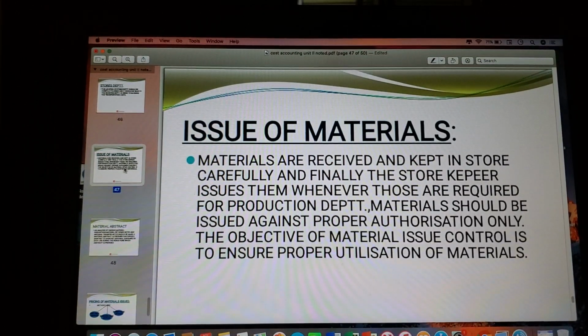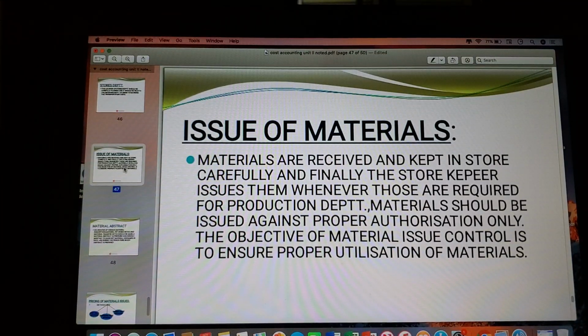Issue of materials. Materials are received and kept in store carefully, and finally the storekeeper issues them whenever they are required by the production department. Materials should be issued against proper authorization only. The objective of material issue control is to ensure proper utilization of materials.